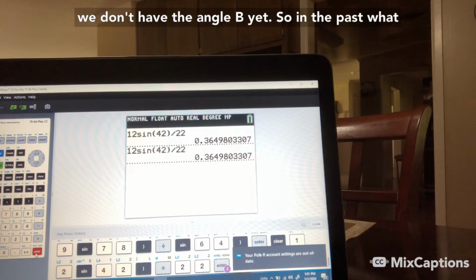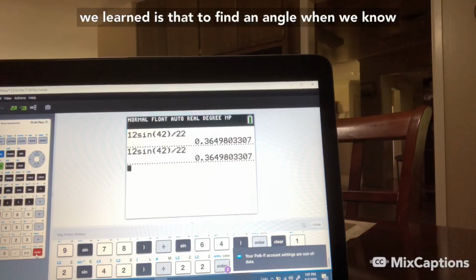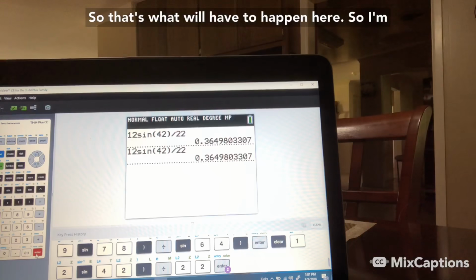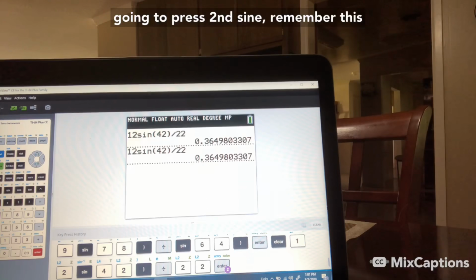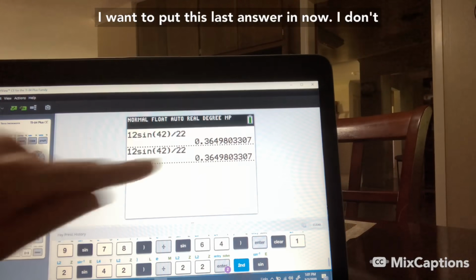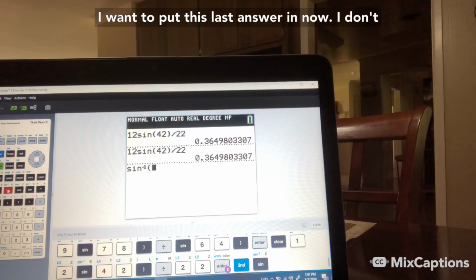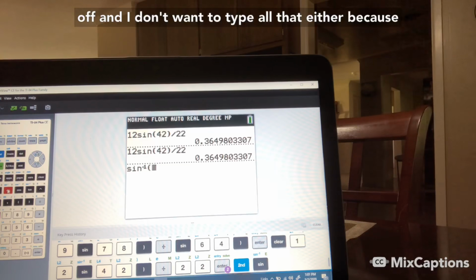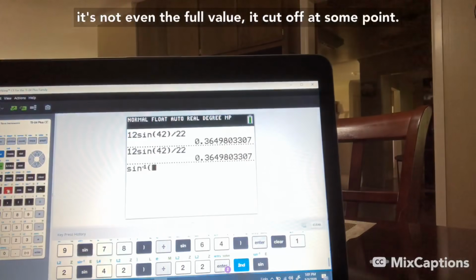So in the past, what we learned is that to find an angle, when we know what the sine is, we use the inverse sine or arc sine. So that's what will have to happen here. So I'm going to press second sine. Remember that symbol? That's read inverse sine or arc sine. And I want to put this last answer in. Now I don't want to round that answer because it'll be slightly off, and I don't want to type all that either because it's not even the full value. It cut off at some point.